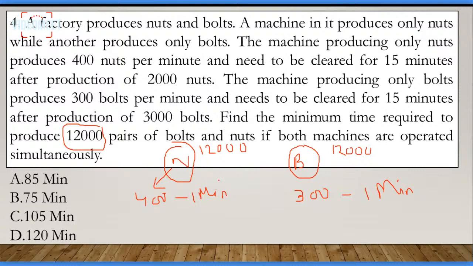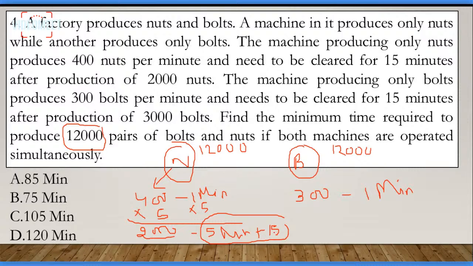How much time is taken by the nuts machine to produce 12,000 nuts? First of all, 400 in 1 minute. That means it requires 5 minutes to produce 2000 nuts. But after every 2000 nuts, it requires 15 minutes for cleaning. That means 15 minutes extra for cleaning. That means overall 20 minutes. It takes 20 minutes to produce 2000 nuts.